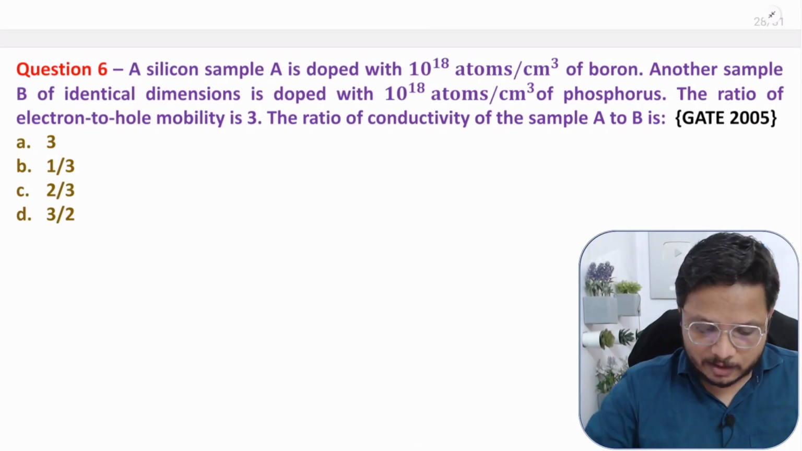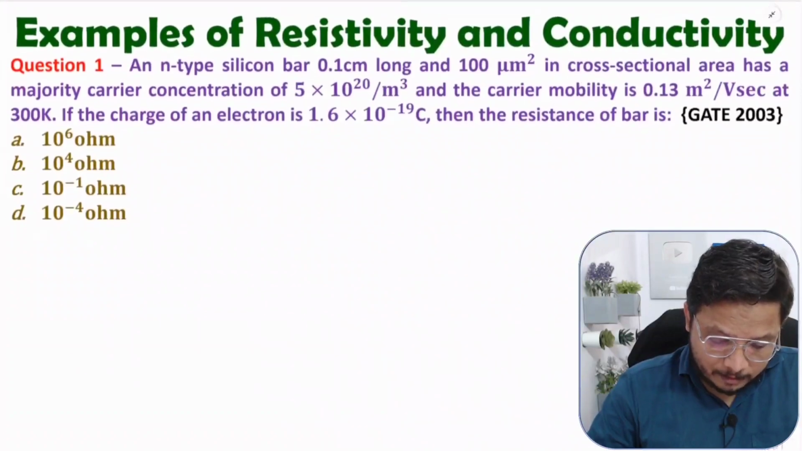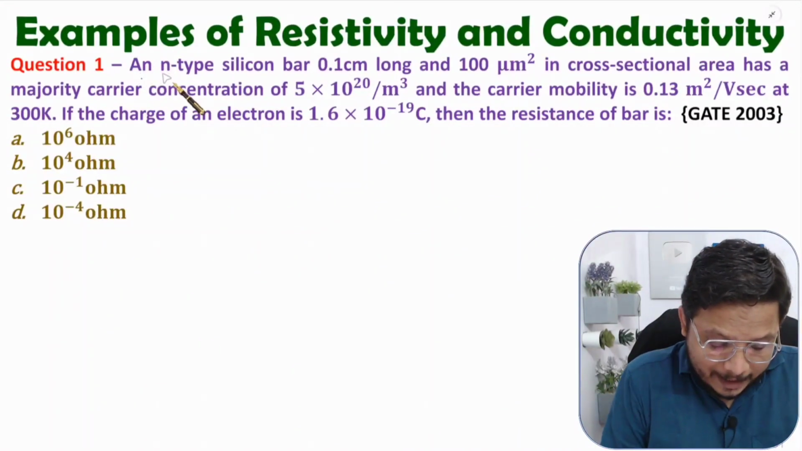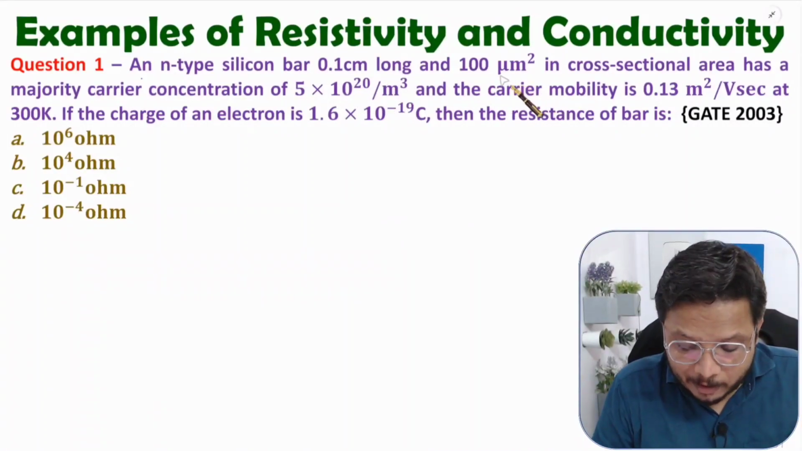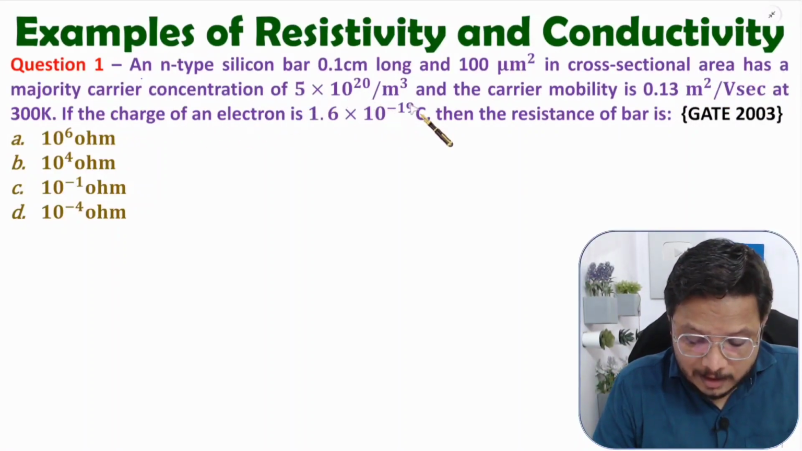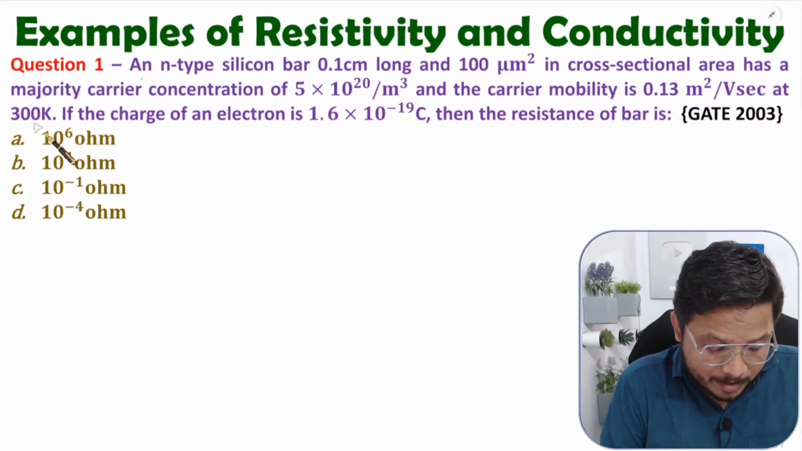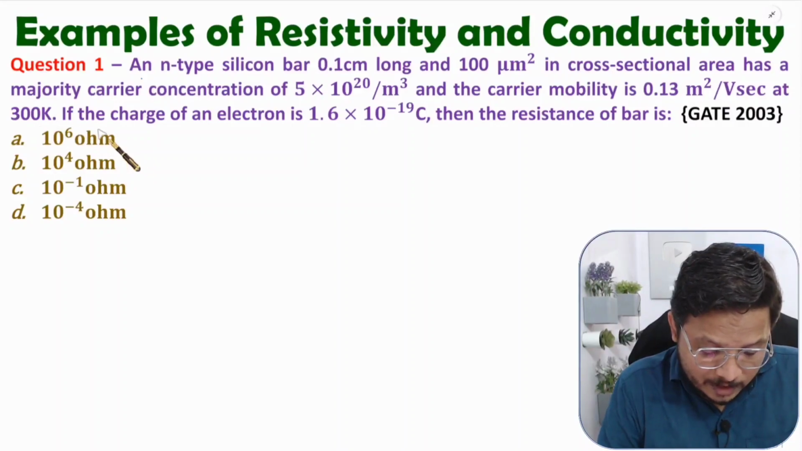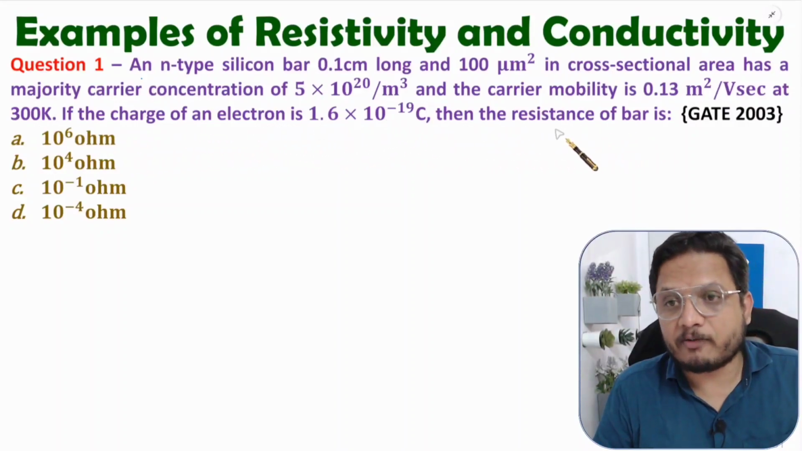Now let us solve the first question over here. So in the first question, what is given? An n-type silicon bar of length 0.1 centimeter long and 100 micrometer square cross-sectional area has a majority carrier concentration of this and carrier mobility, that is this, at room temperature 300 Kelvin. If the charge of electron is given, then we need to find the resistance of the bar.